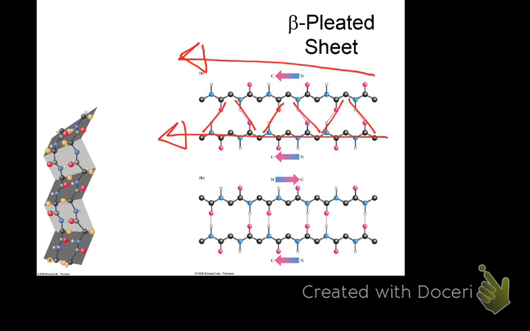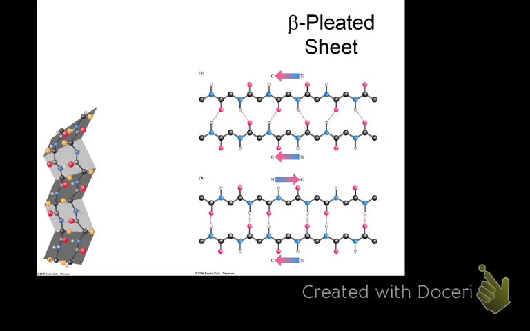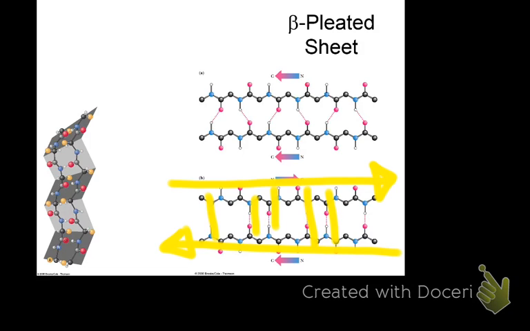So it's a zigzag. Whereas with an anti-parallel sheet, one strand has the N to C terminus going one direction and the neighboring strand has the N to C going the opposite direction, so that's why it's anti-parallel, but the hydrogen bonds are orthogonal. It means they're at a 90-degree angle. So you can see the hydrogen bonding straight across, and it looks like a little ladder.